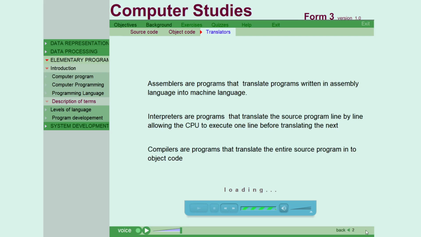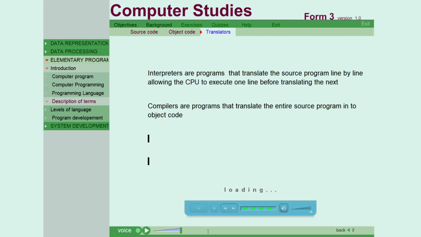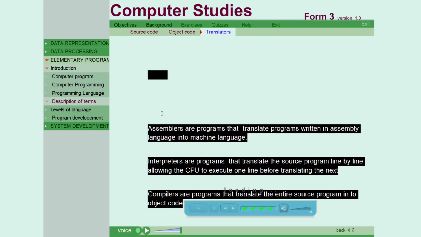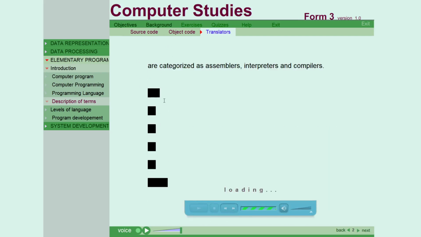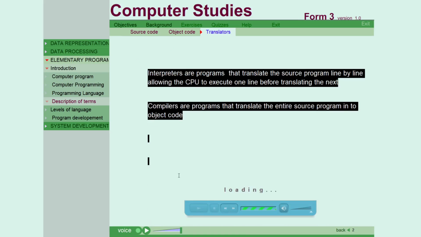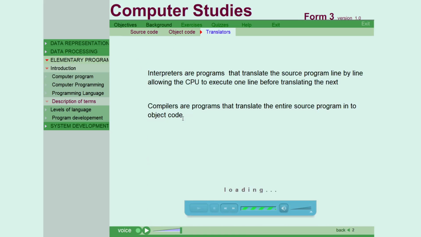Assemblers are programs that translate programs written in assembly language into machine language. Interpreters are programs that translate the source program line by line, allowing the CPU to execute one line before translating the next. Compilers are programs that translate the entire source program into object code.